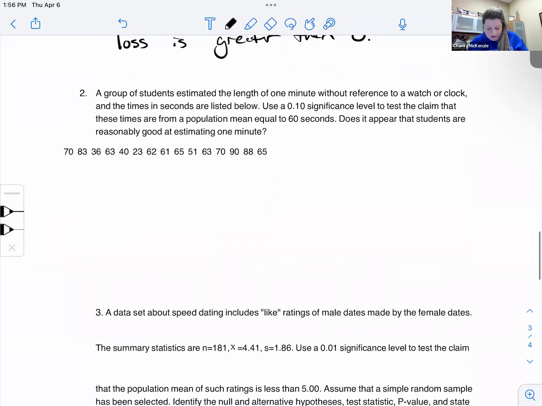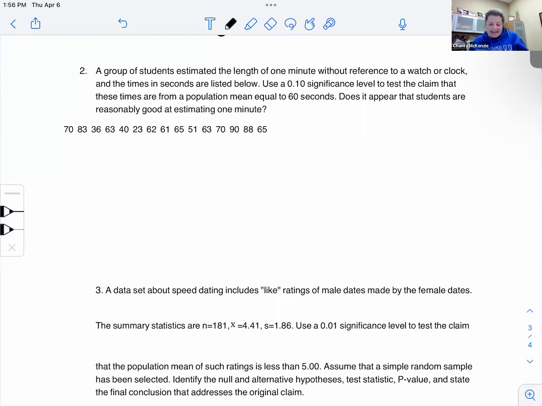Okay, number 2 here. A group of students estimated the length of 1 minute without reference to a watch or a clock. So some of my students have done this idea for their second project. Okay, and the times are in seconds below. Use a 0.1 significance level, that refers to 90%, right? Test the claim that these times are from a population mean equal to 60 seconds.